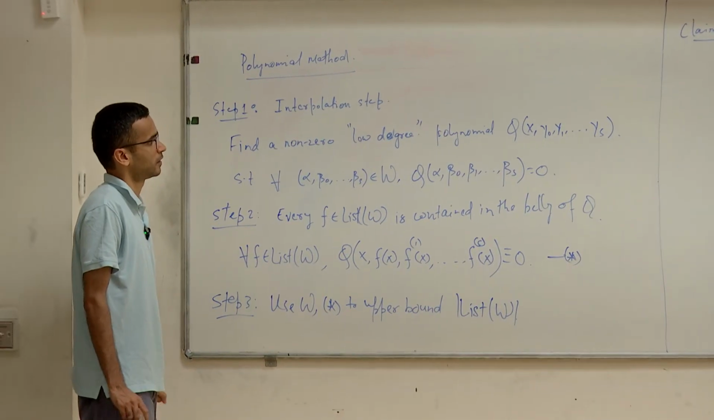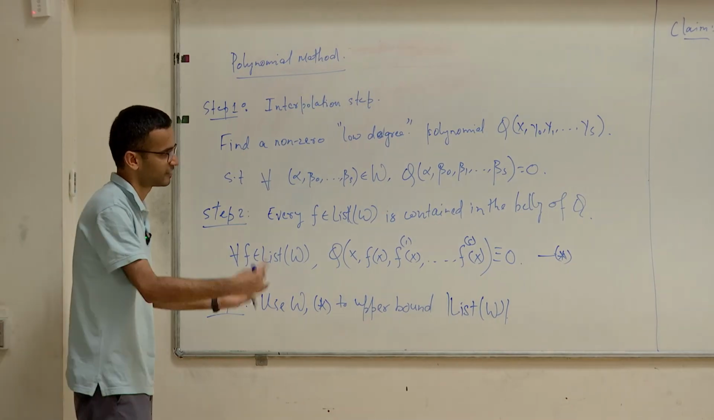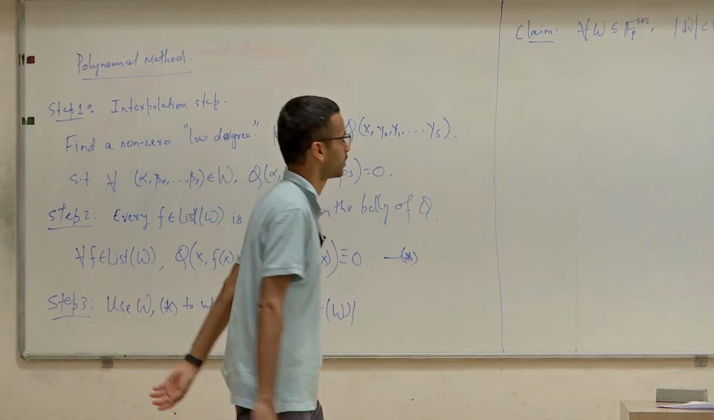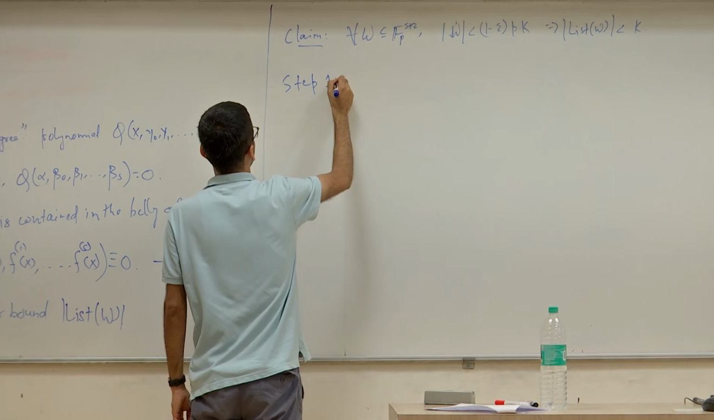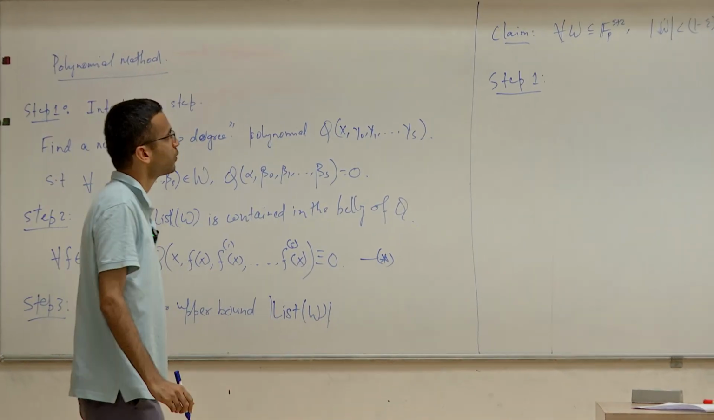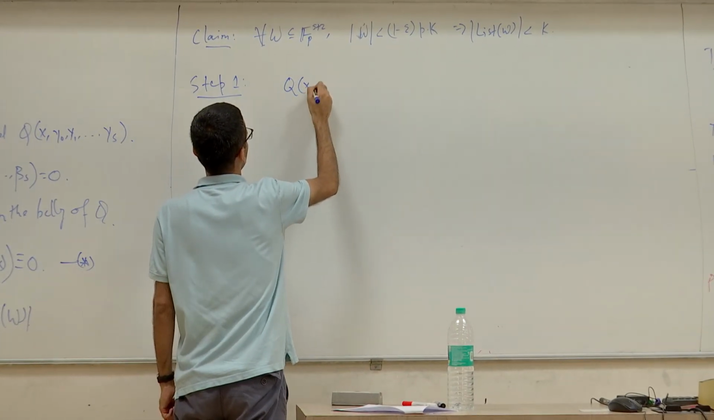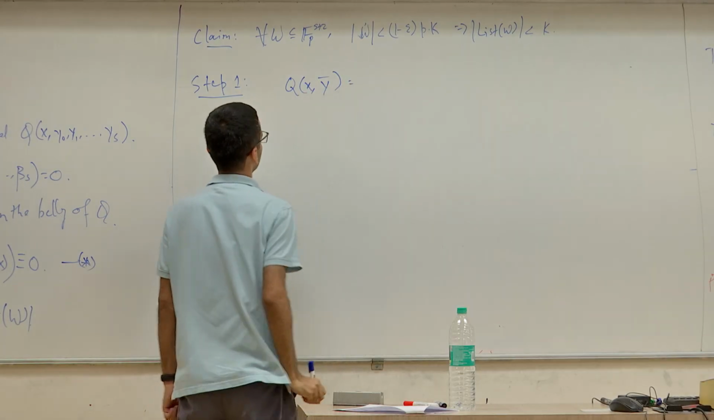If you have seen it, you have seen it. If you haven't seen it, let me just tell you how to do it. So we have to find a polynomial q. So q is q of x comma y. Let me write it like this. So x y. This is a polynomial.